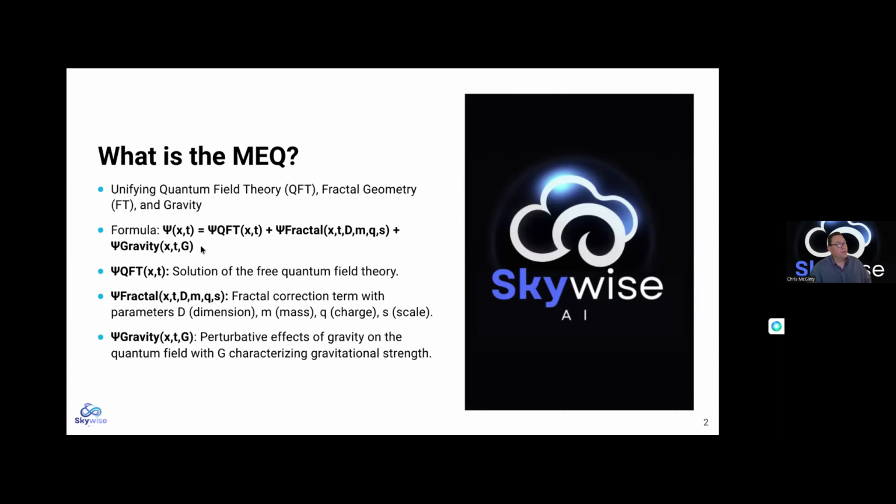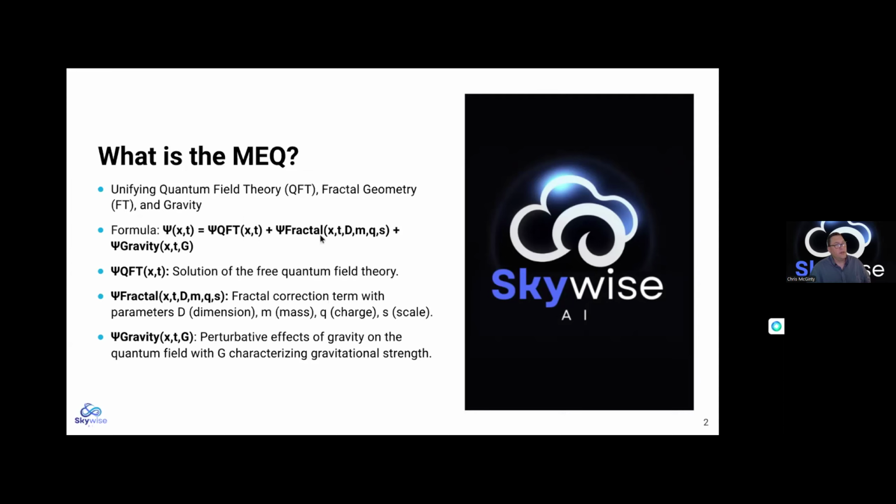But this portion right here is the solution of the free quantum field theory. This is the Schrodinger equation, which is basically the foundation of quantum mechanics. This is the wave function of a particle. So that's where we're going to start, because we know that has been empirically proven, and that's what all quantum mechanics is based on. This, again, is the solution of the free quantum field theory.